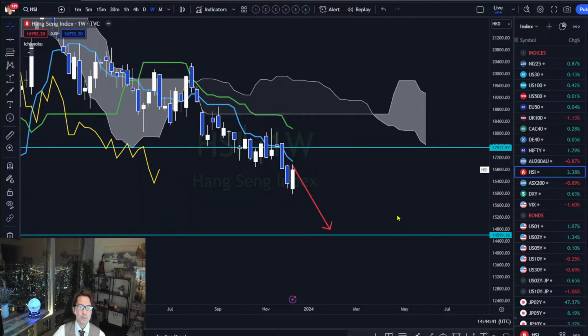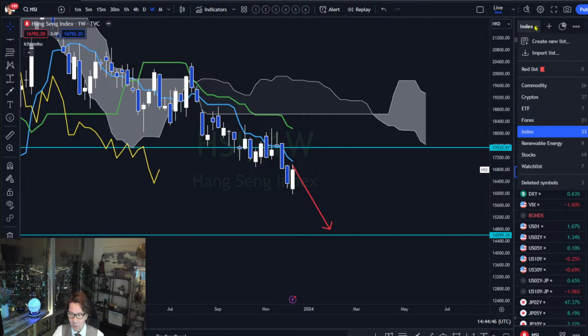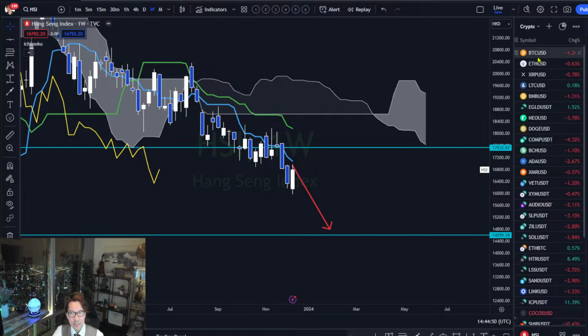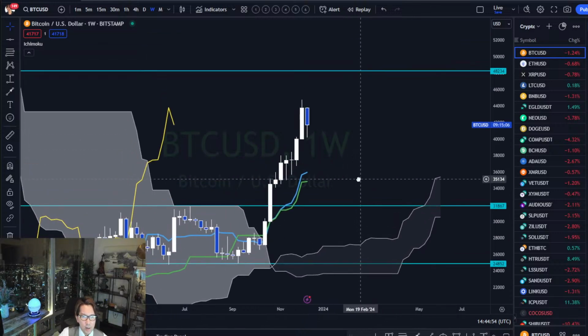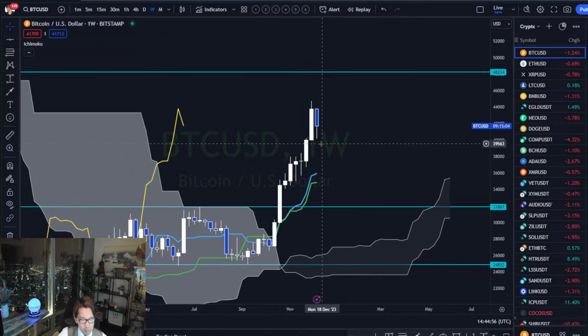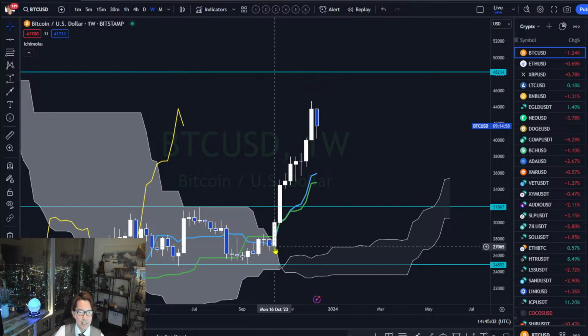Okay, so now let me move on to Bitcoin, BTC USD, because I know some of you trade cryptos. So here is the BTC USD. Bitcoin ended with the bearish bar last week. So this bearish bar appeared first time since the 16th of October.